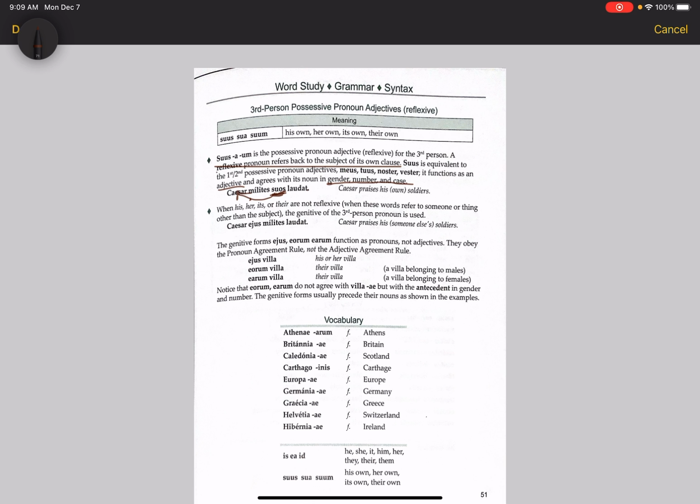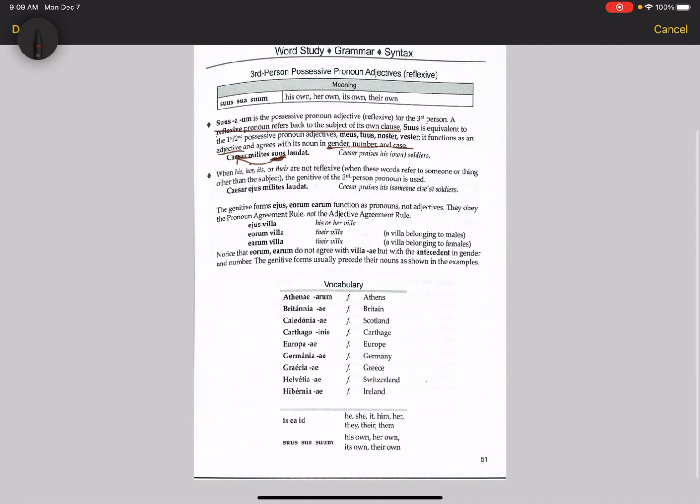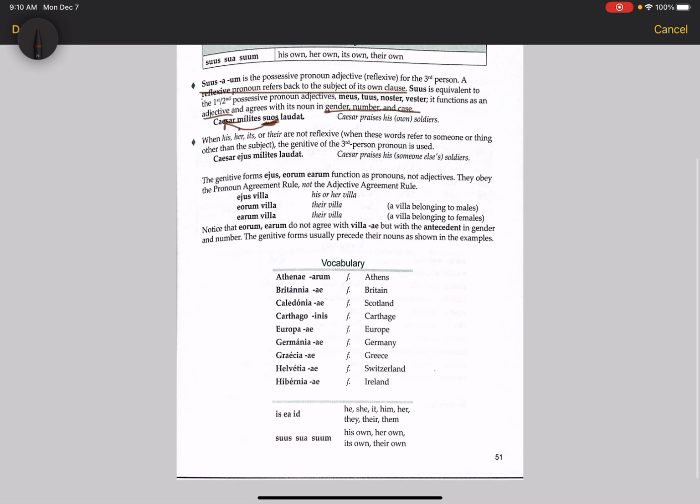own clause. When his, her, its, or their are not reflexive, when these words refer to someone or something other than the subject, the genitive of the third person pronoun is used. Okay, so in this case, if you wanted to say Caesar praises somebody else's soldiers, we would say Caesar laudat eius milites, the soldiers of him, some other guy.